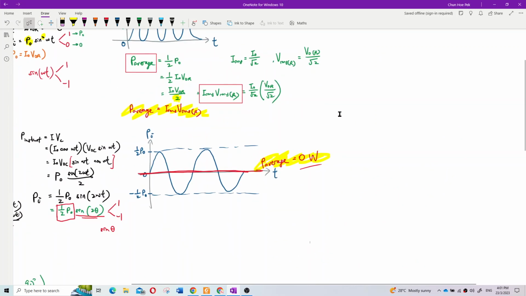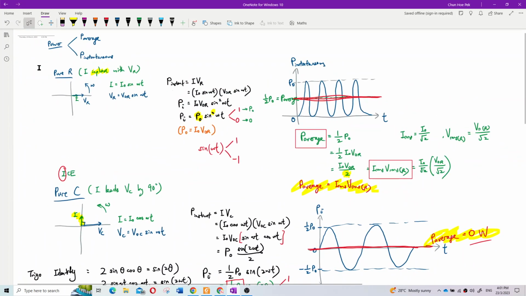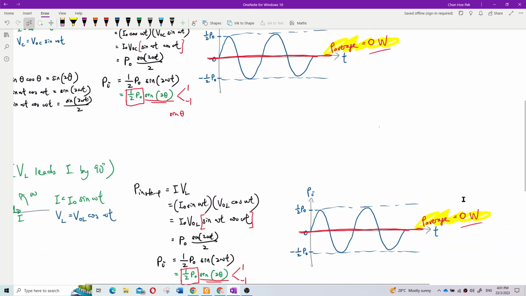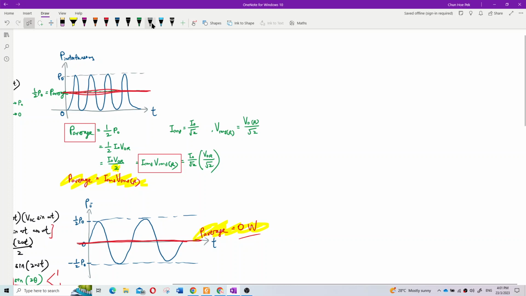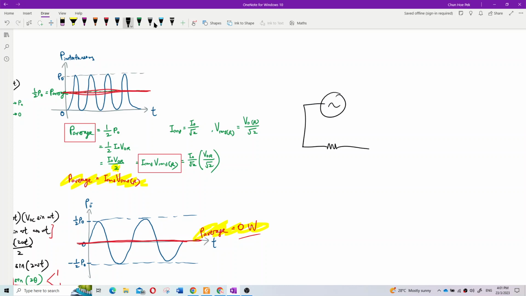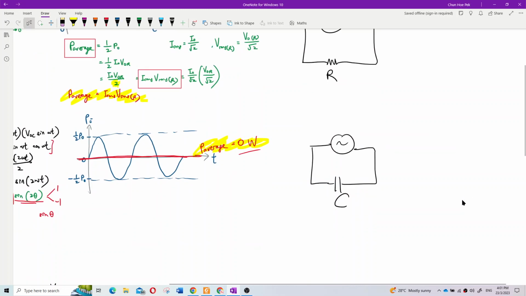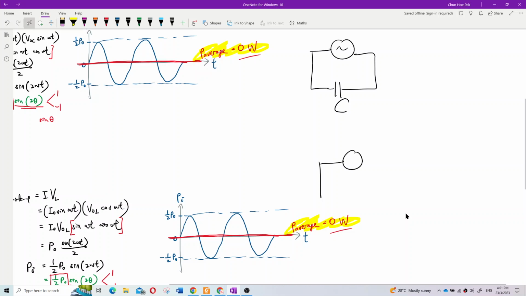Now the question is why a pure resistor has power I RMS V RMS, but for capacitor and inductor both average power is 0. Why, class? Look at the circuit. This is the pure resistor, and then you also have the pure capacitor, and then you have the pure inductor, L.